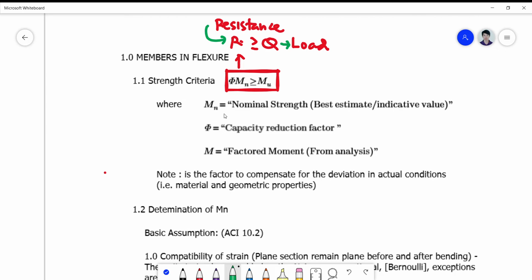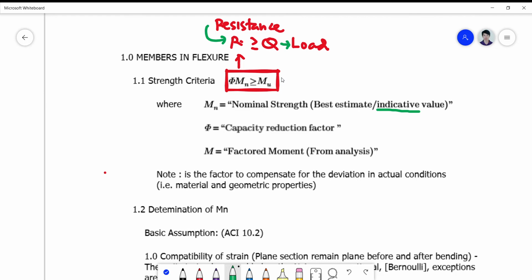so we know that Mn is a nominal strength. It's only an indicative value. It is not an accurate value, so we need to make sure that we apply some factors of safety, okay, which is more on the resistance. It's placed on the resistance, while the factor of safety here, Q, is actually the overload. Okay, so your Q here, which involves Mu, is actually your required strength, which covers some factor of safety due to overloading.